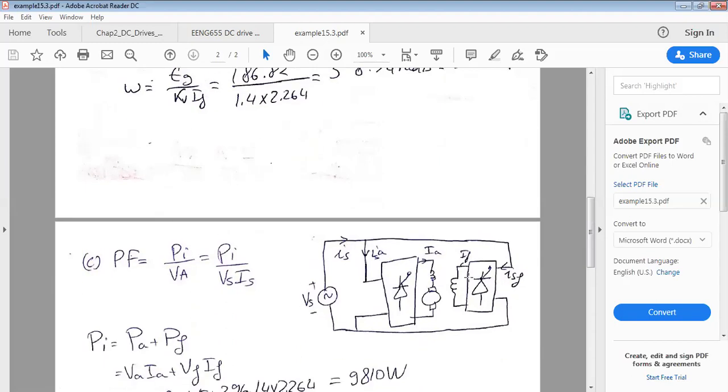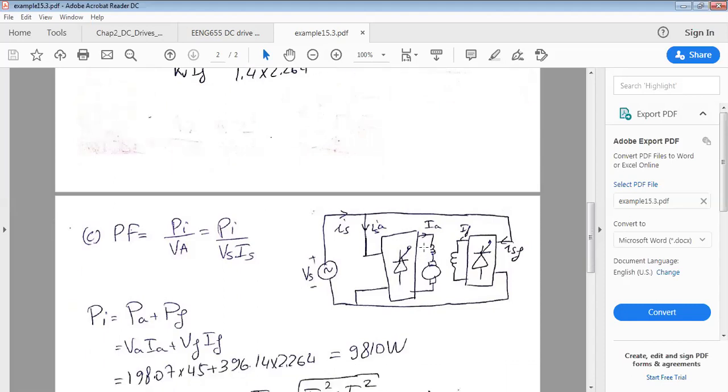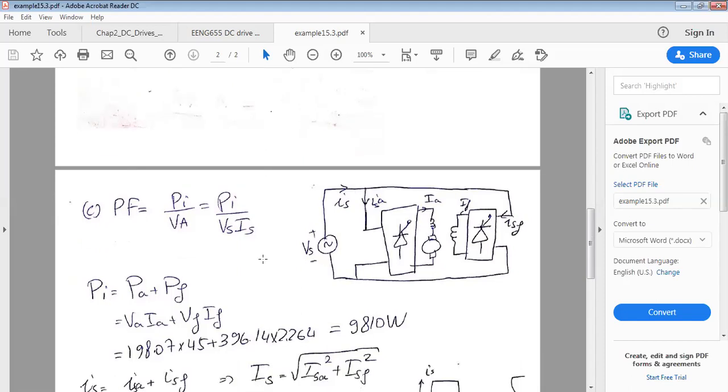I redraw the whole drive, so I have inside my drive two converters. The first converter is for the armature, and the second one is for the field. And I have the armature current from the armature converter and the field current from the field converter, and both are full converters, single phase full converters. And I need to find the power factor for the whole drive. So the power factor is the real input power of the drive divided by the apparent power of the drive, VA, which is Vs times Is.